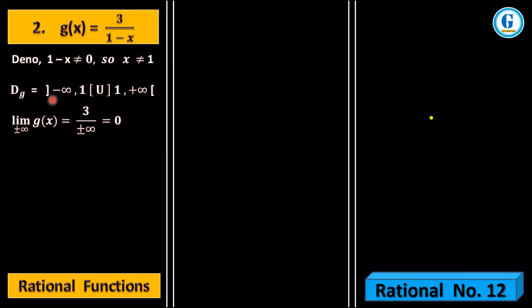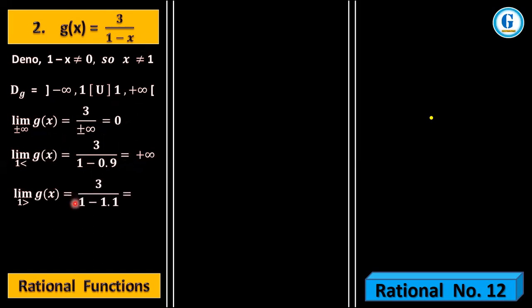Now the limit as x tends to 1 from below, we take a number slightly less than 1. We have 3 over 1 minus 0.9. This is going to give us a positive value. So the numerator is positive, the denominator is positive. Since x equals 1 is a vertical asymptote, the limit at the vertical asymptote is infinity. So what we are doing here is just testing to see the sign of the infinity. And here the result shows that it's positive.